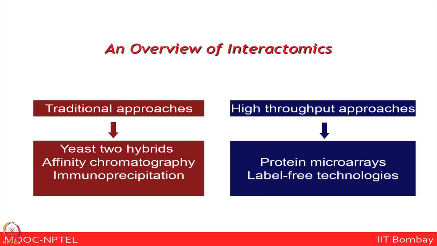So, a variety of technologies are being developed in this area of interactomics, where the aim is to look at how a protein interacts with another protein, another biomolecule or a drug molecule, and how to identify their function or at least get a glimpse of what could be the possible function of an unknown protein. In this light, traditional approaches like yeast two-hybrid or even affinity chromatography and immunoprecipitation were heavily used. More recently, we have started using protein microarrays and label free technologies.